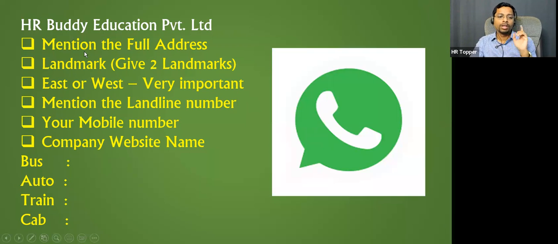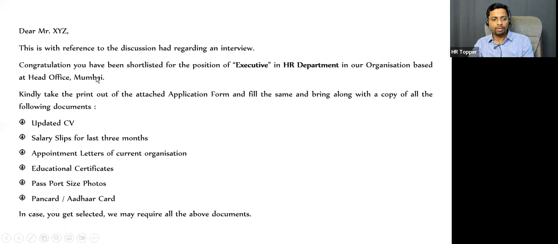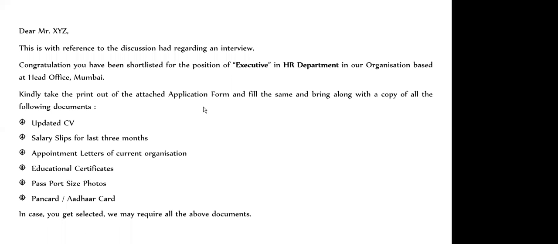Now, mention the full address, give 2 landmarks. East and west is very important. In Mumbai, it is very important. I don't know about other states, because in one place east is different, west is different. Okay? Mention the landline number if you have, or the mobile number, company's website, bus, train, auto. Let's see one example. Can you please read now? Just an example.